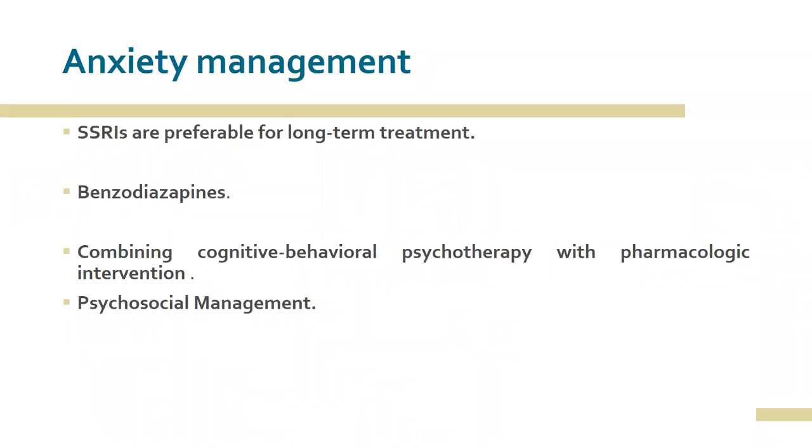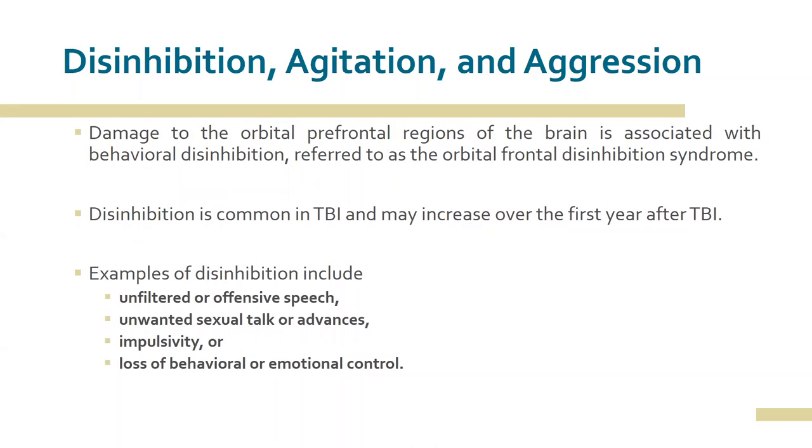Anxiety management, I will tell later. But for your understanding, in anxiety management, we should give a low dose SSRI and benzodiazepines in the initial phase, but in the subsequent phase, benzodiazepines should be stopped. Cognitive behavioral therapy combined with pharmacological intervention is the best, along with simultaneous psychological management.